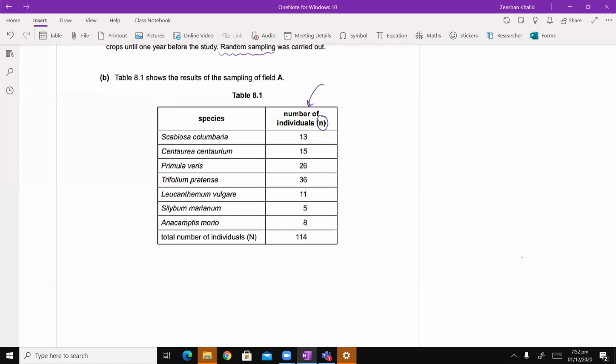So you can see here they have written the names of different species. So there are 1, 2, 3, 4, 5, 6, 7, 8 different species that he's talking about. So what is the species richness in this case?